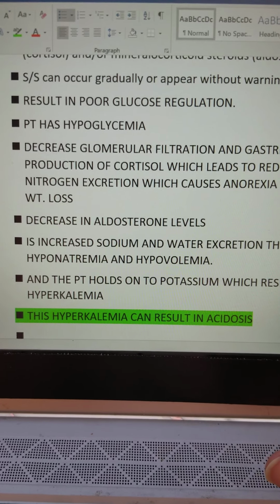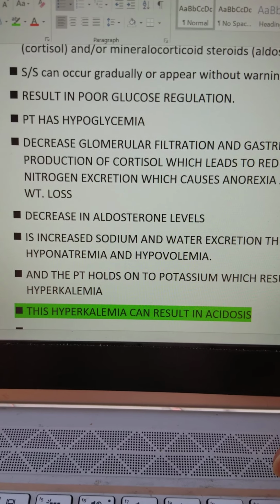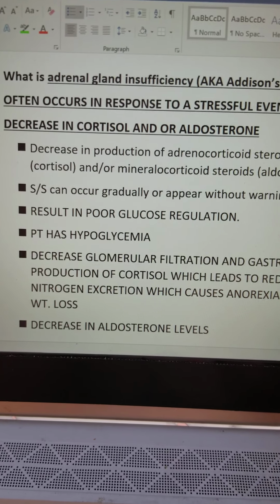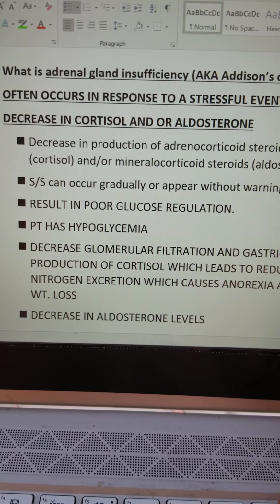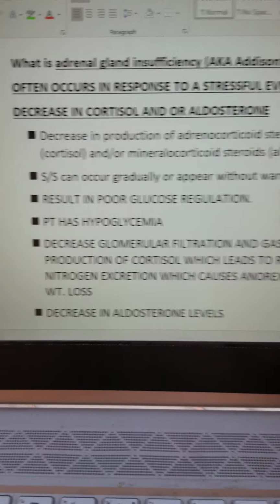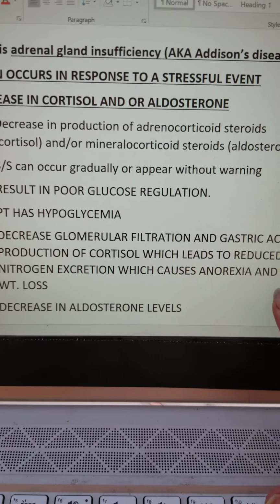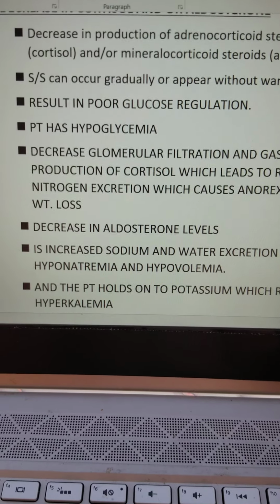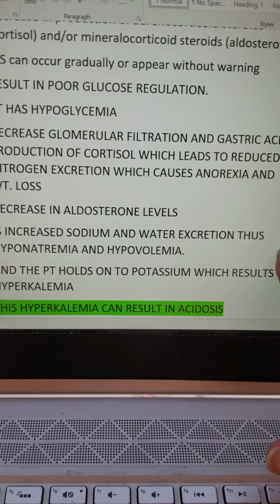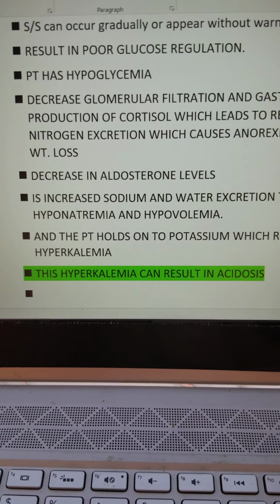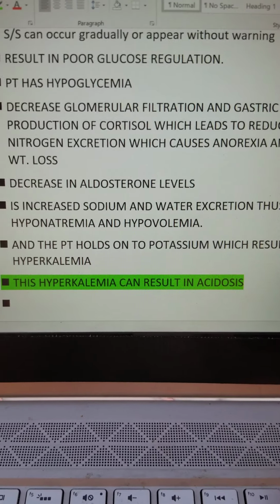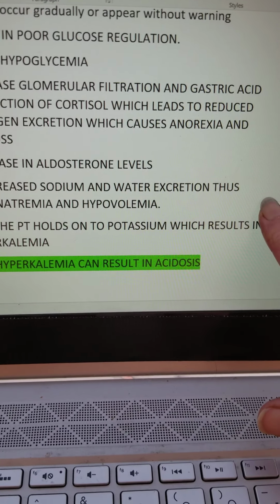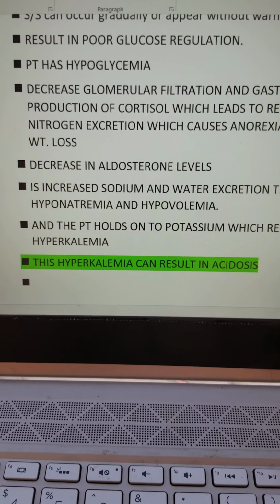Signs and symptoms can occur gradually or appear without warning. Result in poor glucose regulation. So this is all adrenal gland insufficiency. We're going into Addison's disease. Patient has hypoglycemia, decreased glomerular filtration, and gastric acid production of cortisol, which leads to reduced nitrogen excretion, which causes anorexia, this lack of appetite, and weight loss.